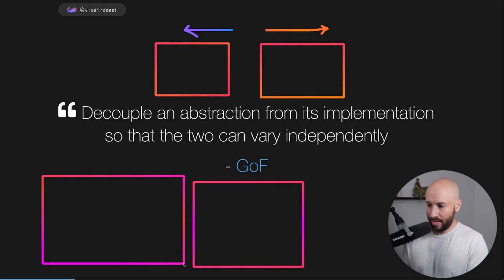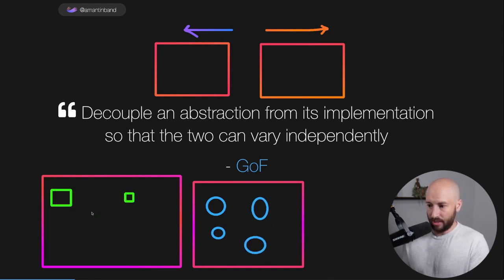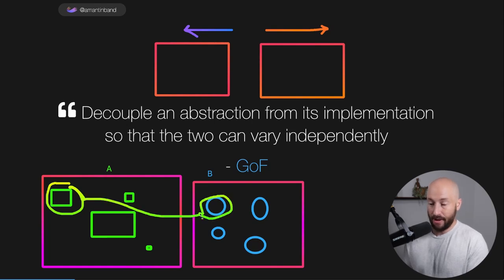We want to be able to take two groups of objects. Let's imagine that these are objects in group A and these are objects in group B. This pattern allows us to take each one of the components and have them grow and morph independently, and then for us to be able to mix and match them. So for us to take, for example, this and combine them into a single object.